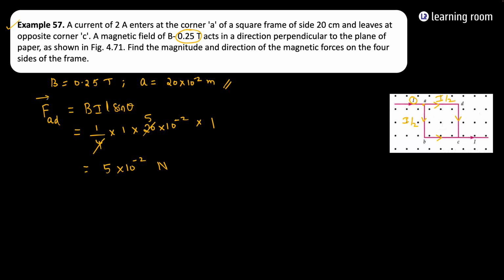If I write it in the vector form using Fleming's left hand rule, what can you say is the direction? Magnetic field is in this direction. Current is in this direction. So how are we going to adjust it?